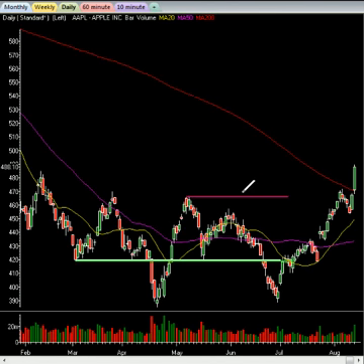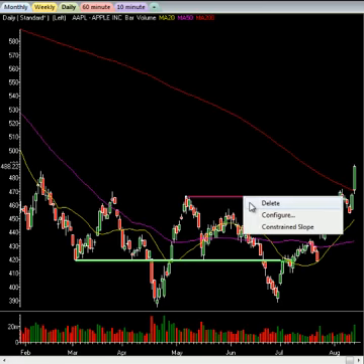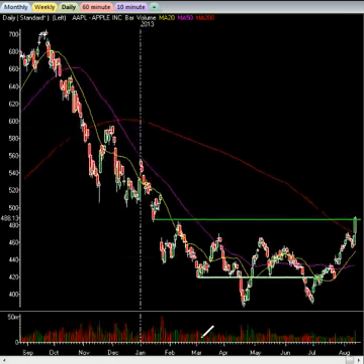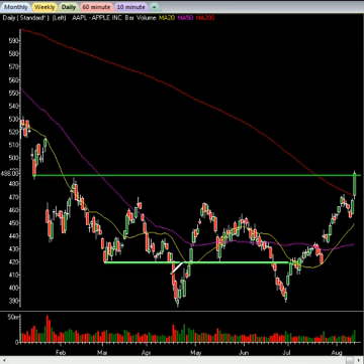I think this is fascinating. One of my longer term targets on Apple was 485, which was this little pivot low right here. Draw a trend line right across. Look at where you currently are. Isn't that amazing? This is a longer-term trend line.